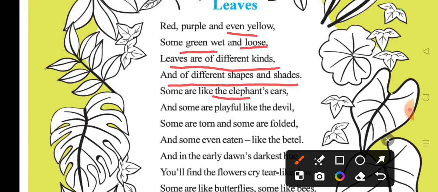Some are like the elephant ears, and some are playful like a devil. Some are torn, and some are folded, and some even eaten like the beetle.